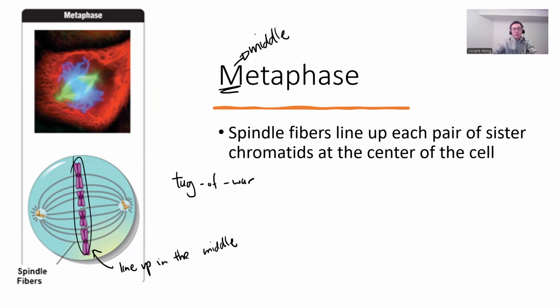So how many chromosomes do you see right here in this picture, in this cartoon? Yeah, 4, right? They're stuck together, so we count it as 1. So 1, 2, 3, 4 chromosomes here. That's metaphase. It's all about lining them up.